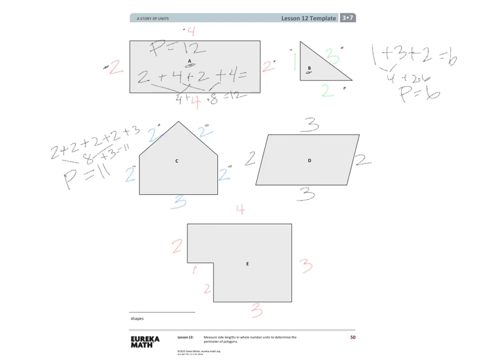And then I want you to go ahead and do shape D on your own. On the next slide, you'll do shape D. But I'll show you how to do shape E since it's a non-regular or non-rectangular polygon. So you're going to do the same thing. You're going to add up all of your side lengths. Since I have so many, I definitely want to put a little dot after I write the number.